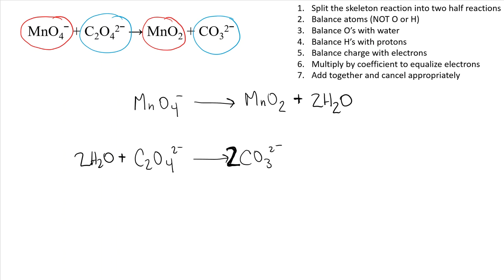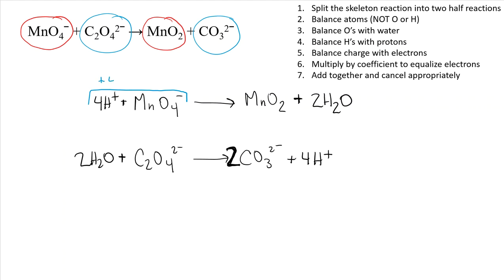Now I'm going to balance hydrogens with protons. Here we have 4 hydrogens, so I'm going to add 4 protons. Here we have 4 hydrogens, so I'm going to add 4 protons. Next step, hardest part, slow down, take your time, is the charge.